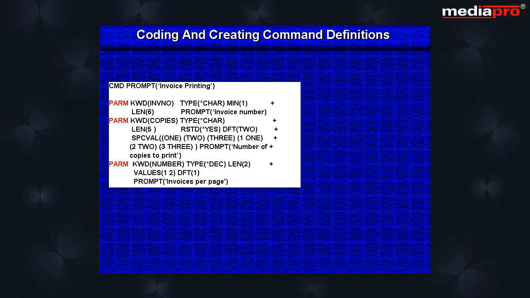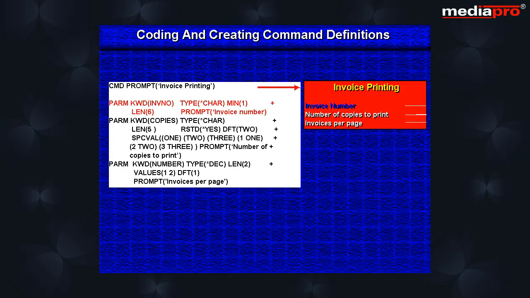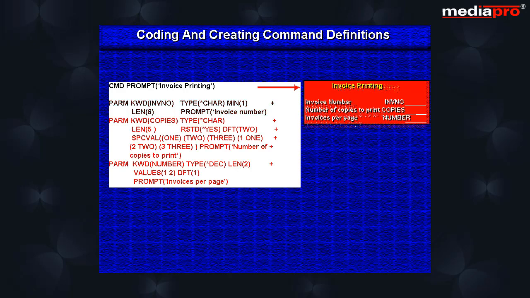Each of the parameters requires one parameter statement. The first parameter statement is used to prompt for the invoice number. The other two statements prompt for the number of copies to be printed and the number of invoices to print per page. The keyword parameter identifies the keywords that will appear. The keyword for the first parameter is INVNO. The other keywords are copies and number.